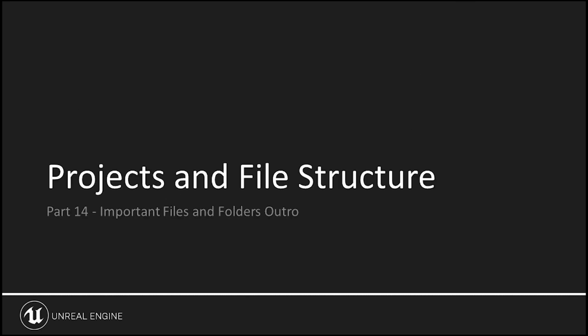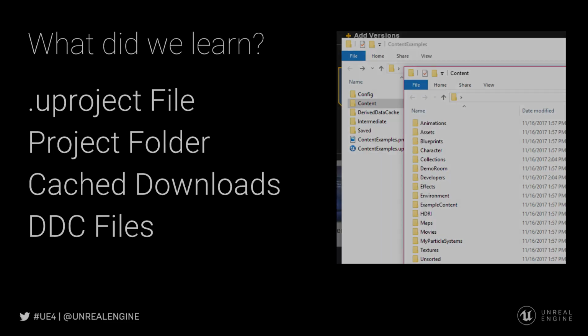And with that, we're going to wrap up the important files and folders in Unreal Engine 4. So what did we learn? Well, we learned about the uproject file. We learned about the basic layout of the project folder and which files and folders may not be necessary. We learned about cache downloads, where the launcher places these downloads and how we can edit them later, as well as the DDC files and folders, where we might have them stored and how we might want to clean them up later to save space if needed.